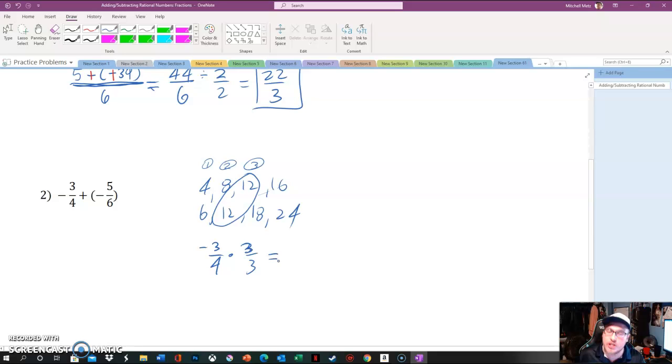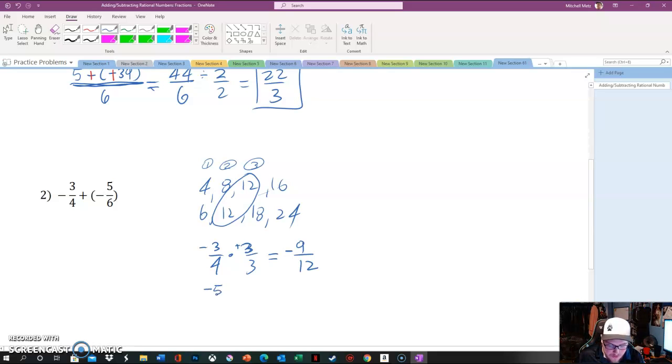And now again, I'm just going to treat numbers separately from signs. 3 times 3 is 9. And 4 times 3 is 12. I'm just multiplying across. Now, a negative times a positive is always a negative. Opposite signs multiplied are always negative. So this will be negative 9 over 12. So that's my first one. Now I'm going to do the second one.